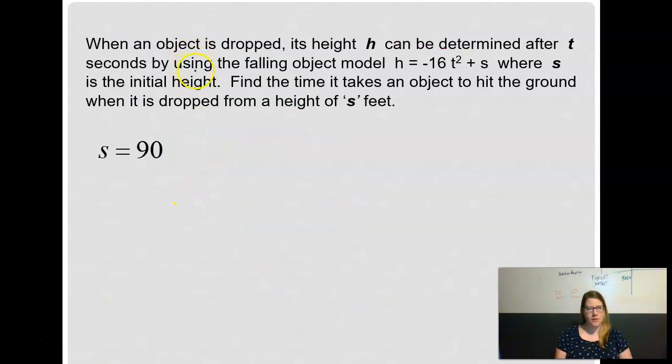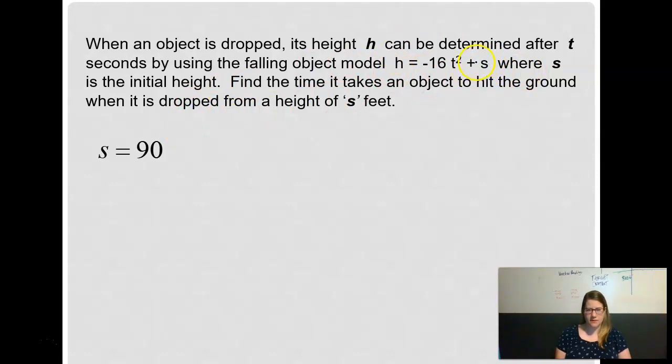All right, so little story problem. When an object is dropped, its height, h, can be determined after t seconds. So in our equation here, h is the height of the object and t is the time it takes to fall. It can be determined by using the falling object model h equals negative 16t squared plus s, where s is the initial height. So s is where it started out.